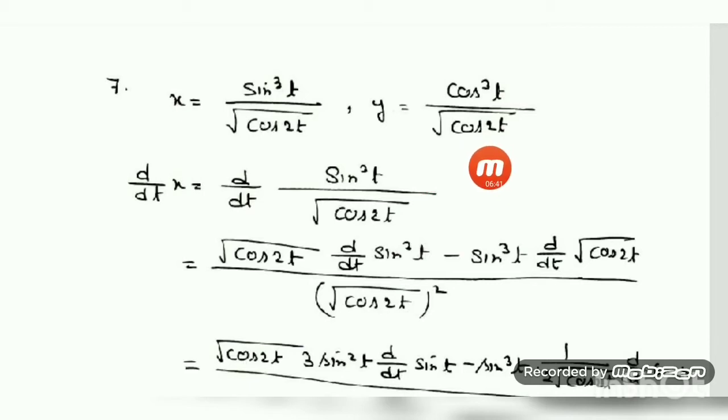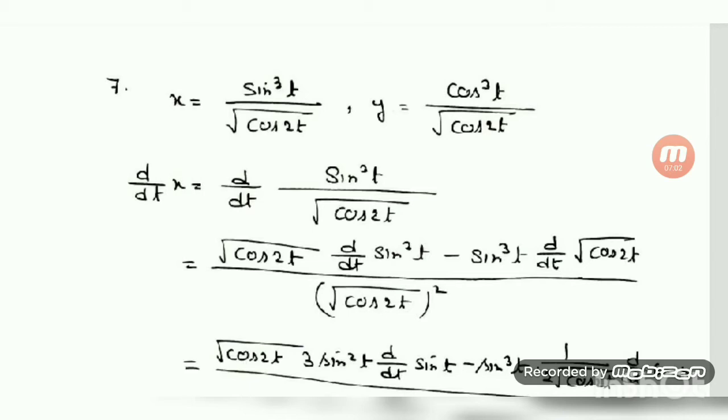This question is a little bit lengthy. Here the parameter is t, so take the derivative of x with respect to t. That is d/dt of x, where you substitute sin cube t by root over cos of 2t. Now here we can apply the u by v rule, is it not? Because this is a function of t and this is a function of t, and division is there, so the quotient rule can be applied. Hope you remember the quotient rule.